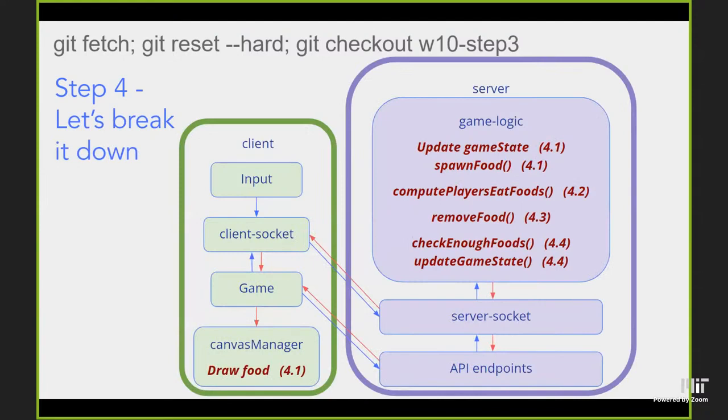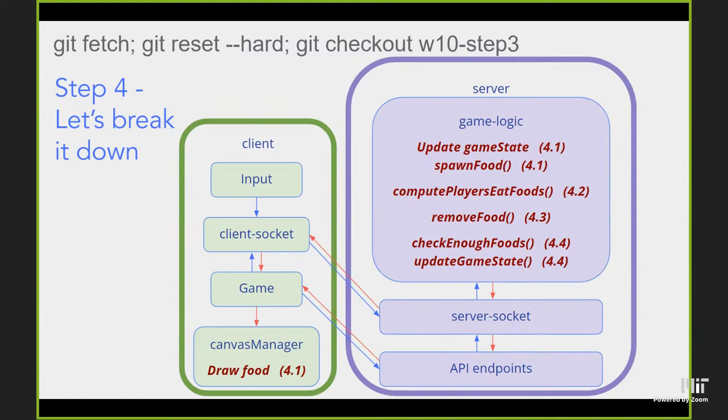So let's quickly break down this step. We have the same diagram as we had before: input going into the client socket, interfacing with the game page and the canvas manager on the client side. On the server side, we have our game logic file, which holds the game state, the game loop, and all our game logic, interfacing with the server socket. And we haven't touched this, but API endpoints.